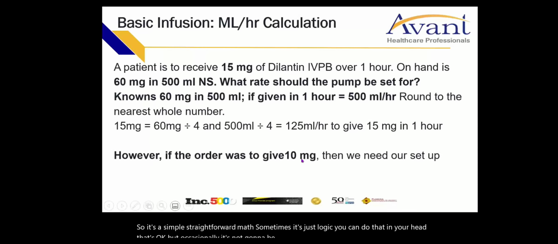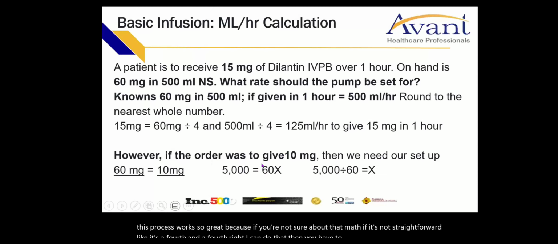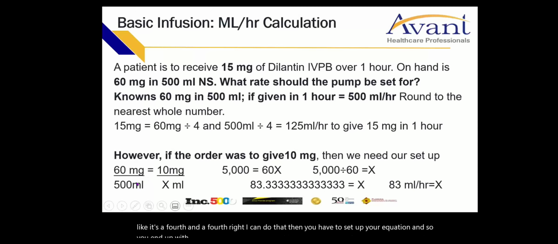That's okay. But occasionally, it's not going to be that way, right? You might get an order where you think, I'm not really sure about that math. So that's why this process works so great. If it's not straightforward, like, oh, it's a fourth and a fourth, then you have to set up your equation. And so you end up with 60 milligrams is to 500 milliliters, as 10 milligrams is to X milliliters.